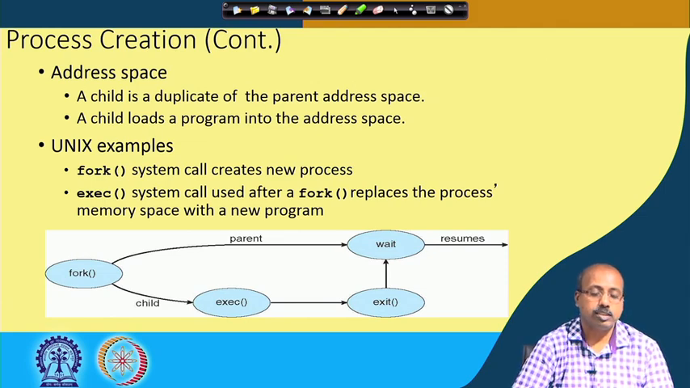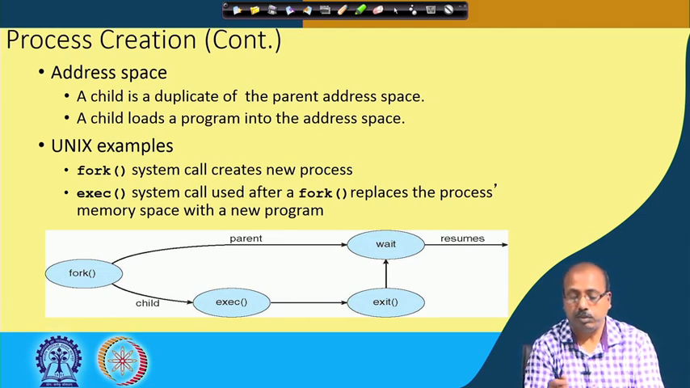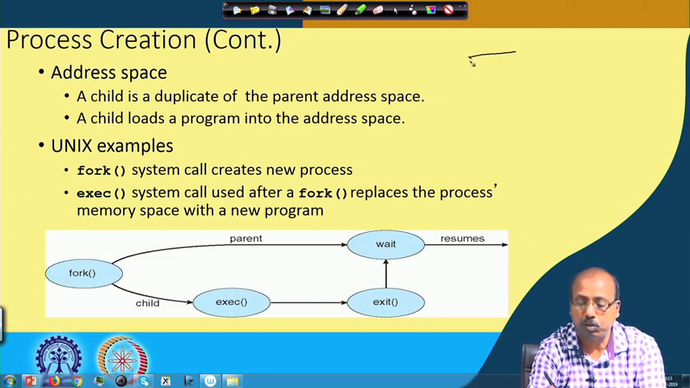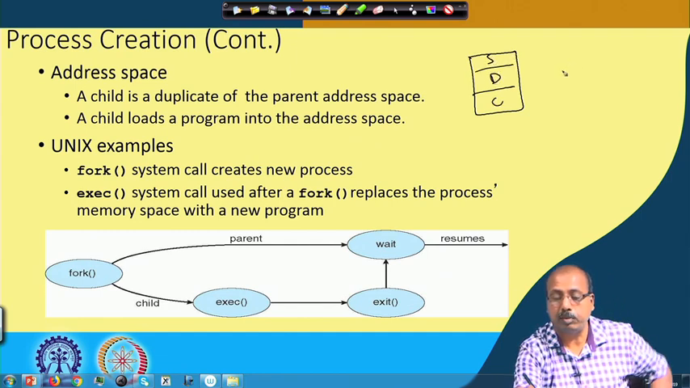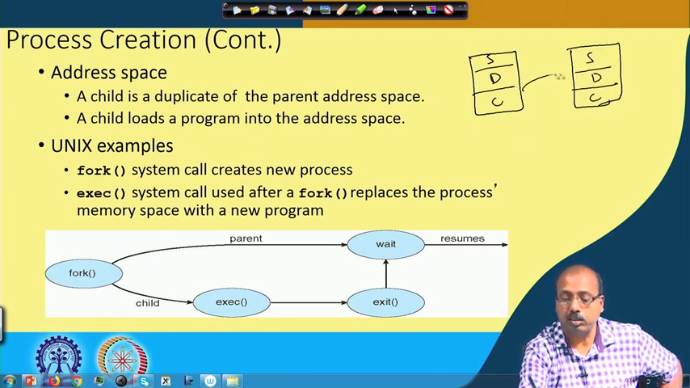The second option is that the child loads a program into the address space. In the previous case we had the code, data and stack segments. When the child process is created, maybe we can say that it gets a copy of these code, data and stack segments. So, this is one type of operation. So, this is a copy.